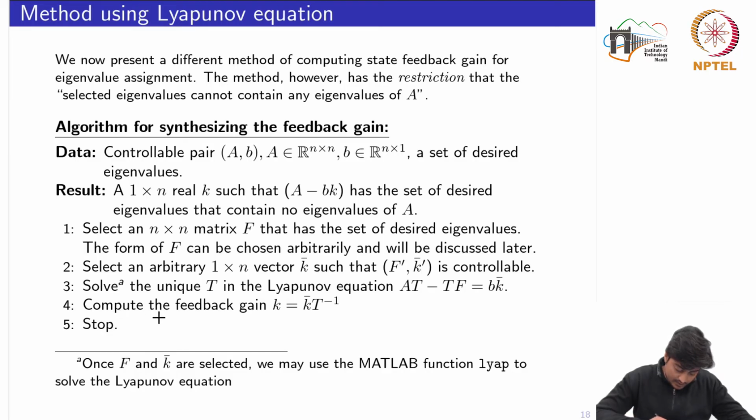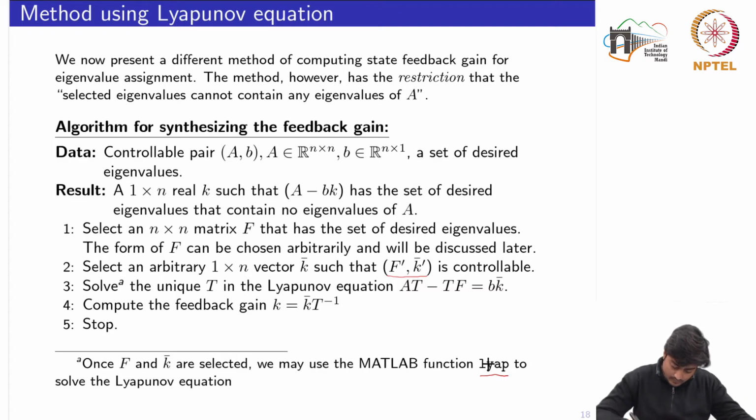The final step is, once we have obtained the T matrix, we compute the feedback gain vector k as k bar into T inverse. Okay. So once we have selected a k bar matrix such that this pair is controllable, then we can use the MATLAB Lyapunov function, this lyap function, to solve this Lyapunov equation. You could use this function in a similar way to what we discussed during the stability week.